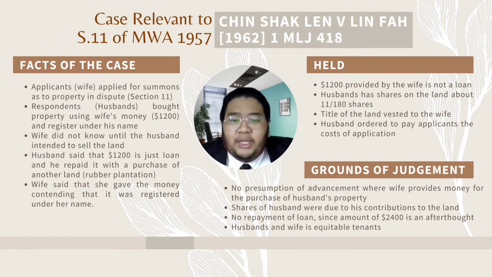The court was also of the opinion that the repayment of said loan amounting to $2,400 by buying a rubber plant estate does not amount to repayment of the loan, as it was an afterthought, in which the husband did not declare the $1,200 as a loan upon receiving it and only thought to repay it afterwards. And lastly, the court also finds that it is well-settled law that when two persons advance purchase money jointly and the purchase was registered under one name, there is a resulting trust in which there are equitable tenants in common.